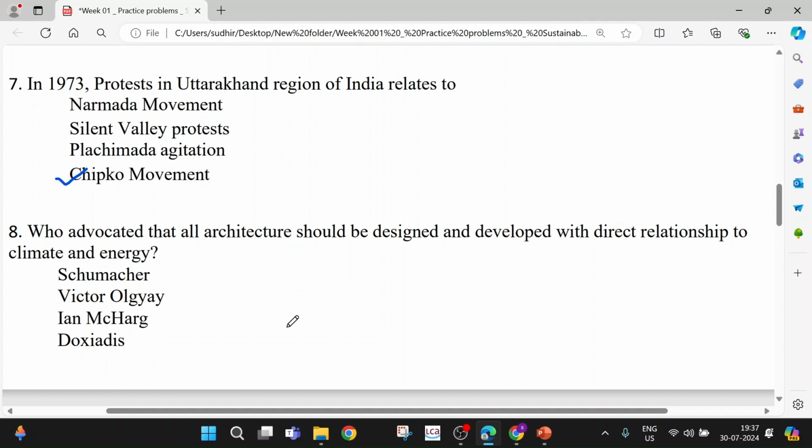various pioneers of sustainable development have been well explained in the last lecture. So the contribution of each of them towards sustainability was well explained. Based on that, you can find the answer: who has explained the direct relationship to the climate and energy, or who has advocated that all architecture should be designed and developed with a direct relationship to the climate and energy.